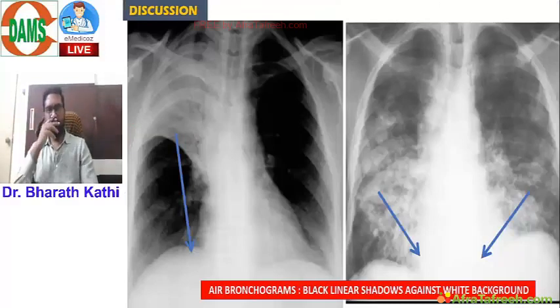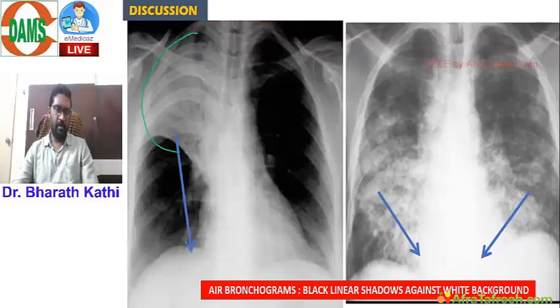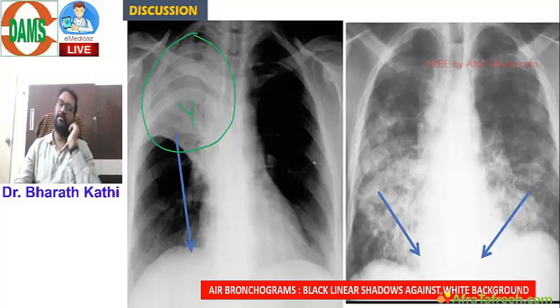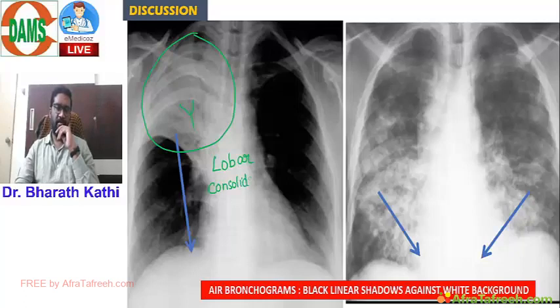Now let us see some images. What is the pattern seen in this image called? So what will be the organism? Definitely, because there are air bronchograms, it is consolidation. But if you notice here, it is consolidation localized to a lobe. So this is more of a lobar consolidation. Whenever it is a lobar consolidation, the classical presentation is of which organism? Streptococcus. So this is a streptococcal pneumonia. Streptococcal pneumonia you generally see in a chest X-ray like this.